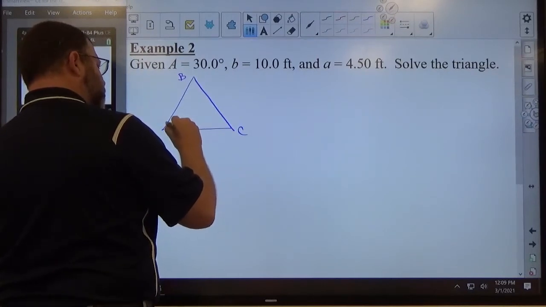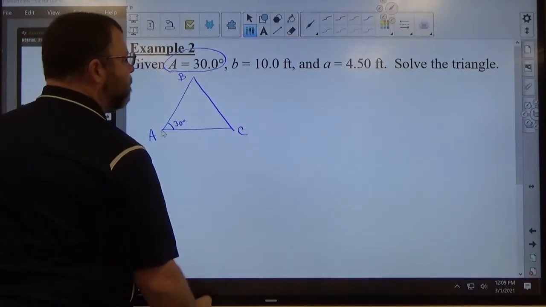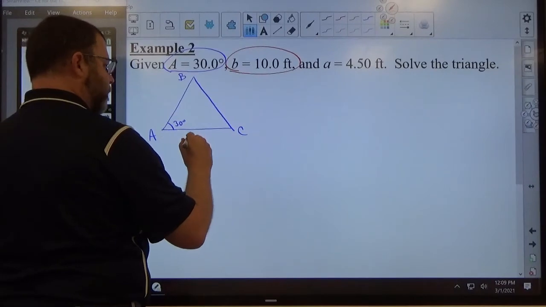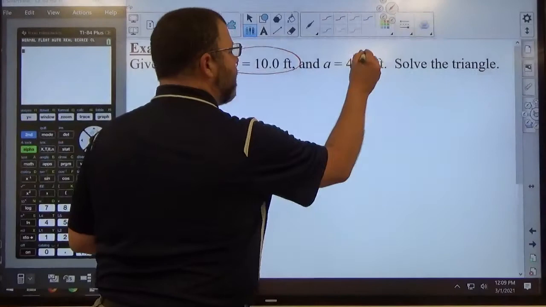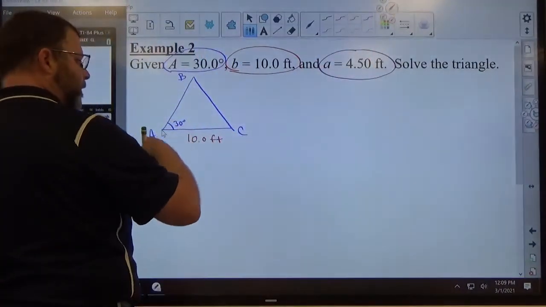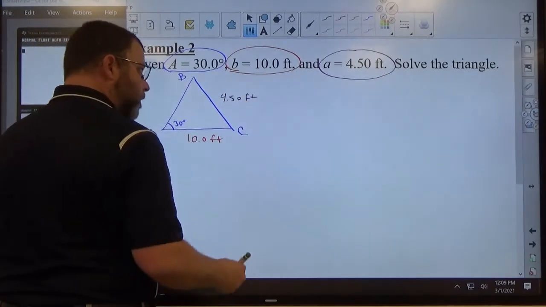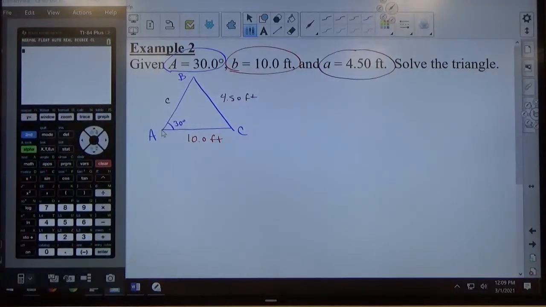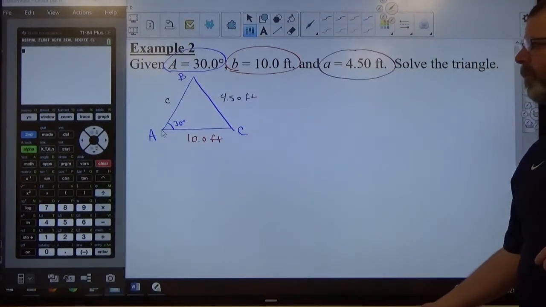A is 30 degrees, because they told me angle A is. They're telling me side B is 10.0 feet, so side B is opposite angle B, this is 10.0 feet. And side A is 4.50 feet, side A is opposite angle A, so this is 4.50 feet. So I do not know what side C equals. And I don't know what angles B and C equal either.